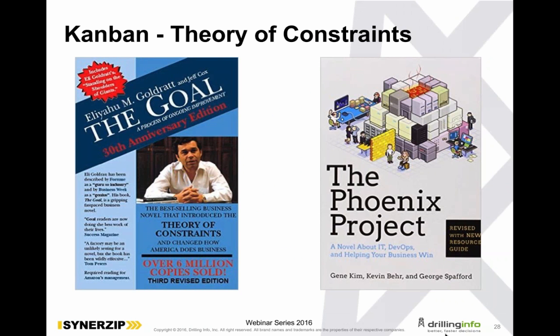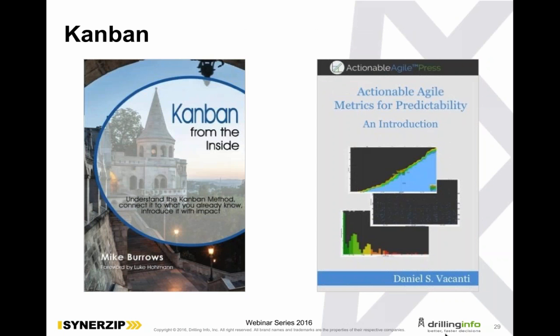And then finally here, there's one more slide after this. These are the books that I would recommend. The Goal, which has been around for a while, it's mainly manufacturing, but it goes into the theory of constraints. And its counterpart, the Phoenix Project, which looks at the theory of constraints through an IT DevOps perspective, which is excellent as well. And then these 2 books, if you want to know anything and everything about Kanban, read Mike Burrows' book, Kanban from the Inside.